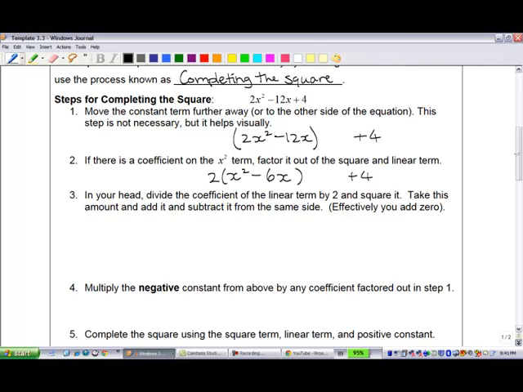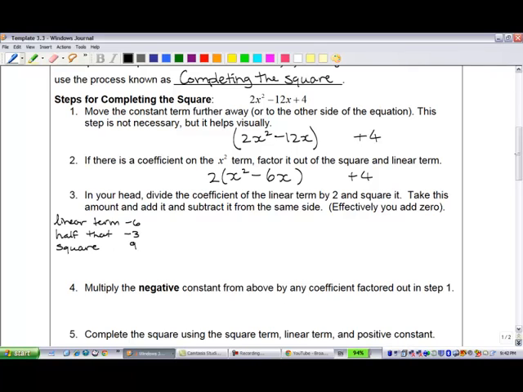So I say here, in your head, divide the coefficient of the linear term by 2 and square it. Off to the side, I'm going to show you a quick list of how to do this. I'm going to use L for the linear term. The coefficient of the linear term here is negative 6. I'm going to use H for half that. So half of negative 6 is negative 3. And I'm going to use S for square. So negative 3 squared is 9. So those are 3 important numbers here.